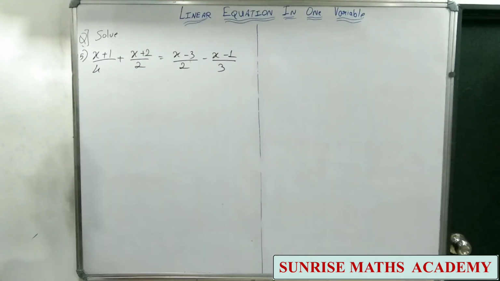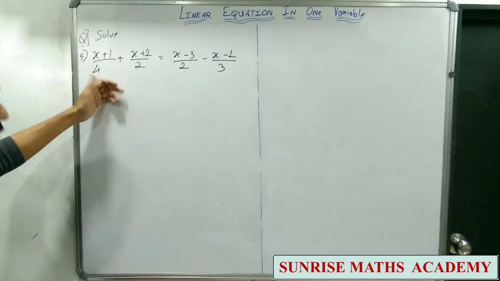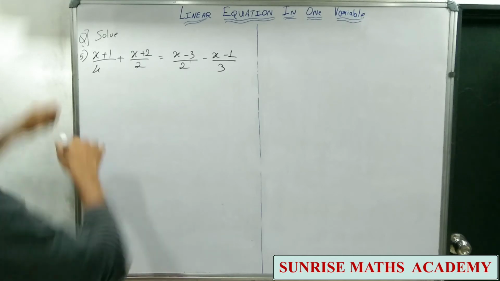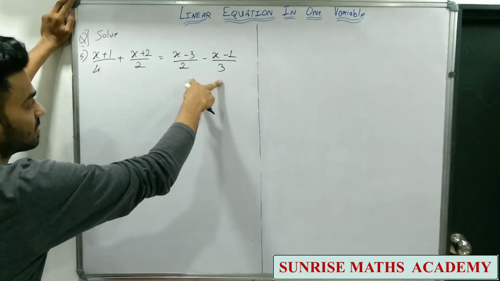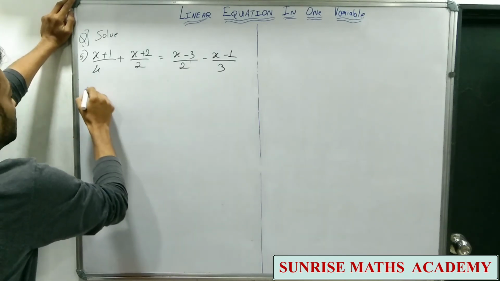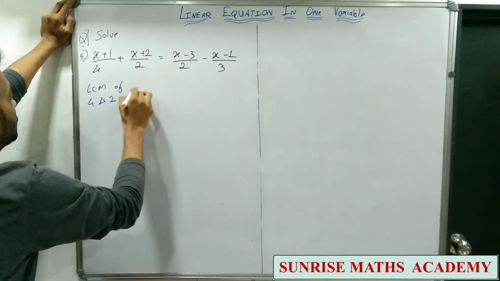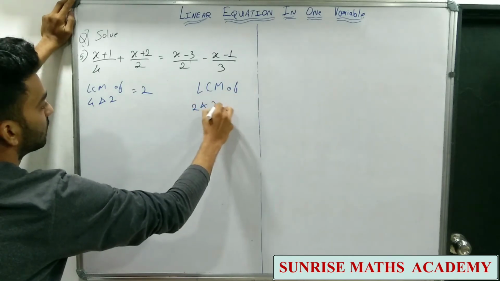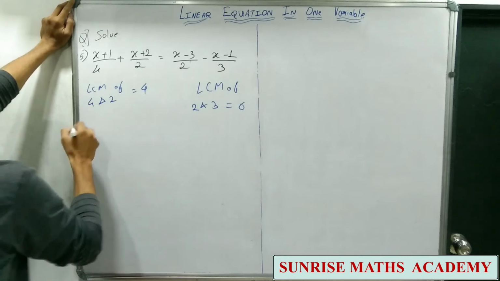The next equation again is in rational number form, so we'll add these rational numbers first, taking the LCM of the denominator. So LCM of 4 and 2 is 4, LCM of 2 and 6 is 2 and 3 is 6. So we can take it together. LCM of 4 and 2 is 4, LCM of 2 and 3 is 6.